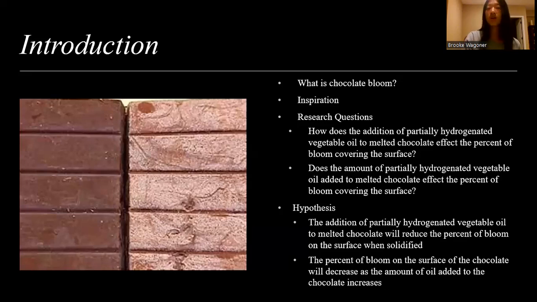So my research question was, how does the addition of partially hydrogenated vegetable oil to melted chocolate affect the percent of bloom covering the surface? And does the amount of partially hydrogenated vegetable oil added to melted chocolate affect the percent of bloom covering the surface? So my hypothesis was that the addition of the oil will reduce the percent of bloom covering the surface, and that the percent of bloom on the surface of chocolate will also decrease as the amount of oil in the chocolate increases.